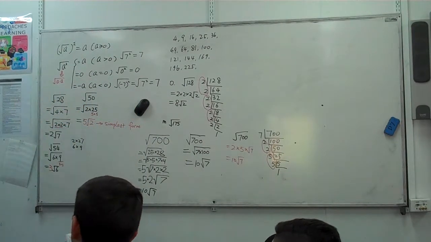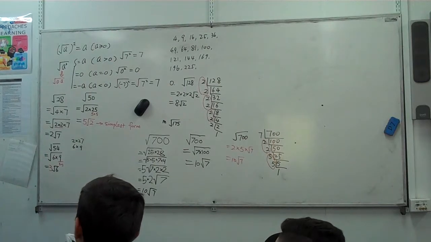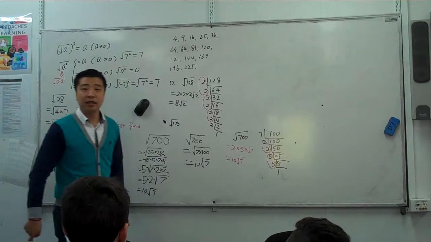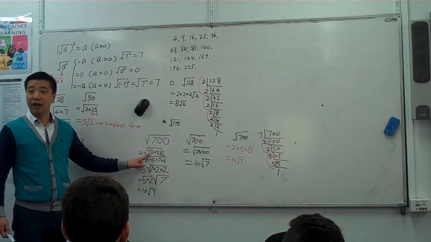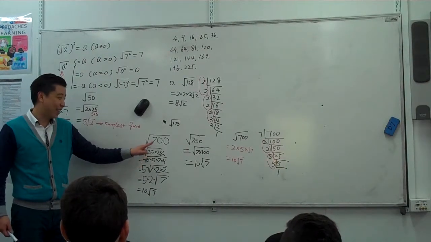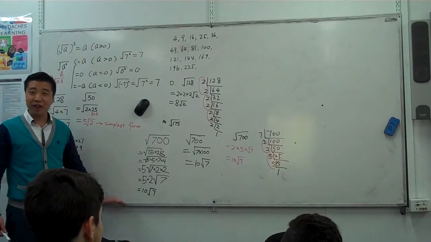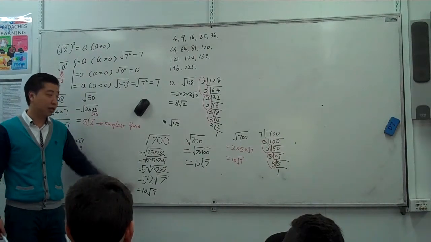Okay, now on the board, we showed everyone 3 different ways. Okay, you find your ways to do that. This is the genius way, right? If you are a genius, you can think 700 is 25 times 28. Follow that way. It's fine, no problem. Okay, it's no problem.